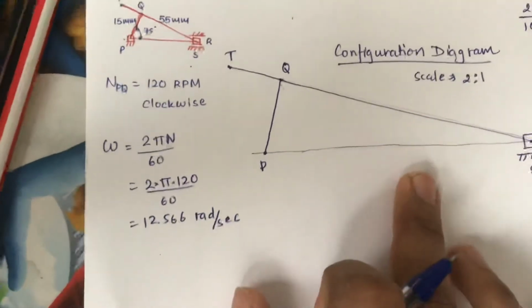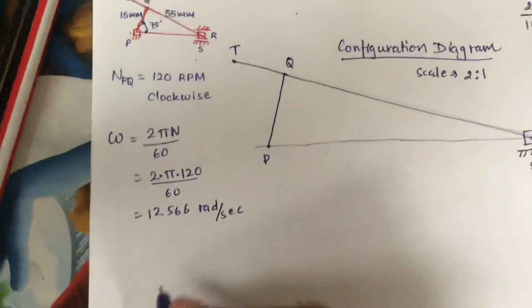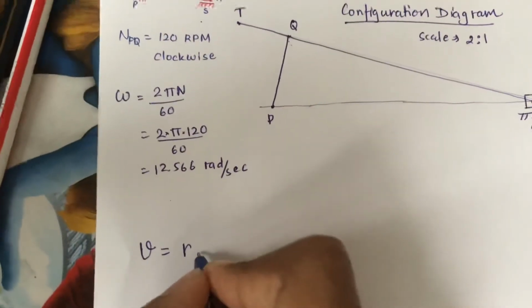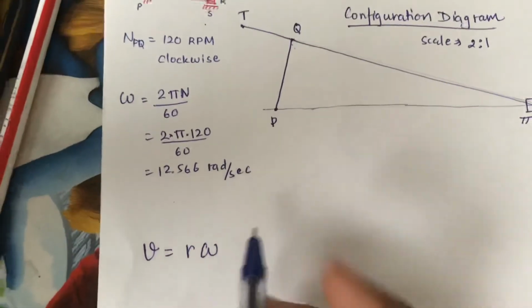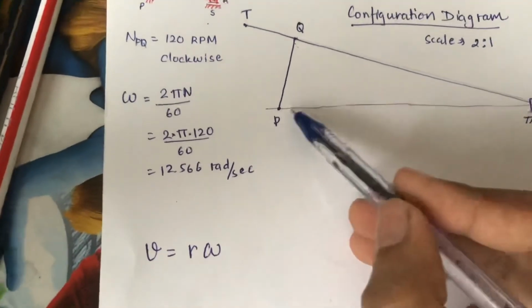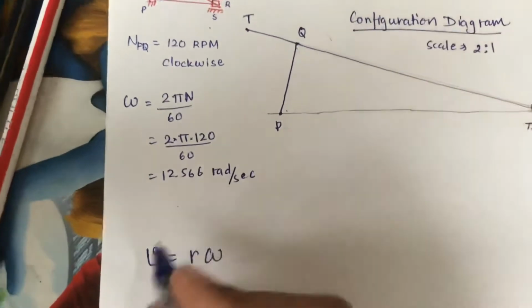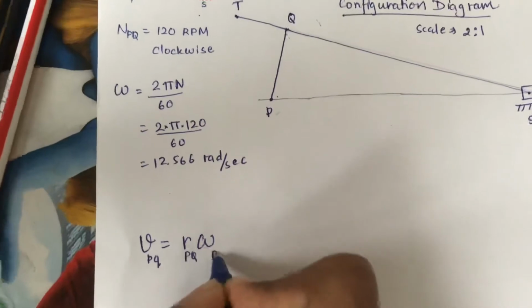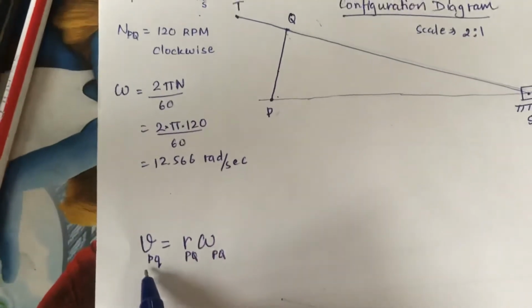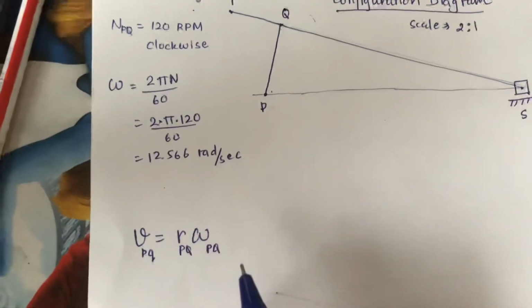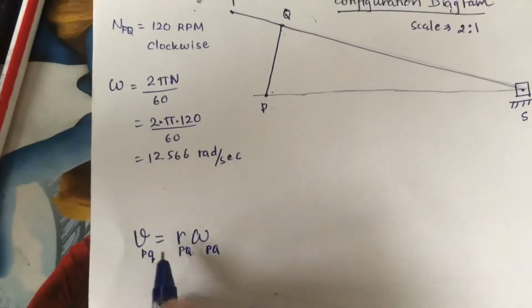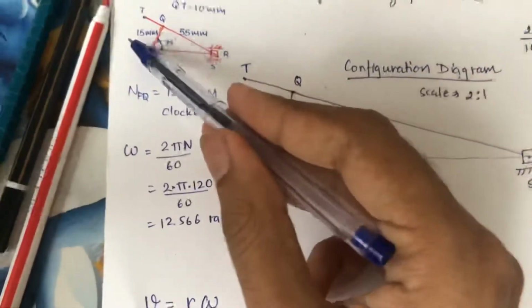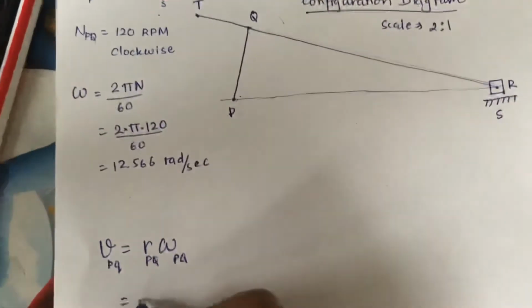Now let us start the velocity diagram. Generally, the velocity of any link is represented by the length of the link multiplied by the angular velocity. In this diagram, the angular velocity of the PQ link is given. So let us start with the PQ link. Small letters represent velocity, capital letters represent the configuration. So r PQ represents the length of PQ. The original length of PQ is 15 mm.